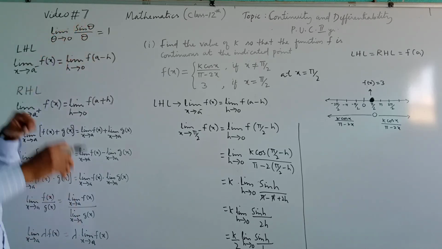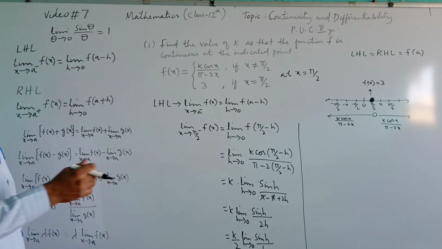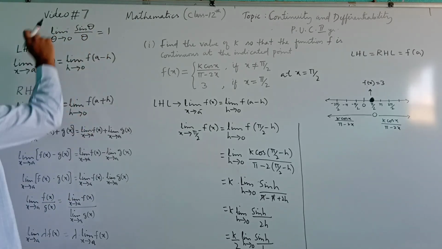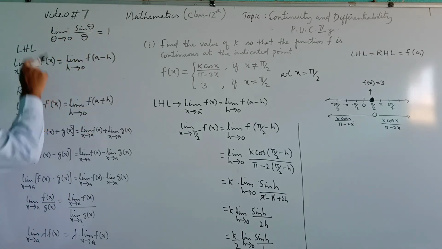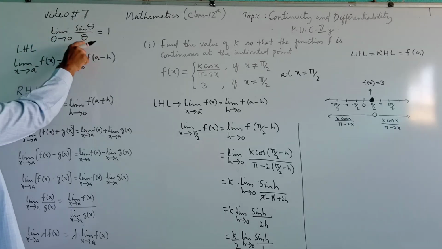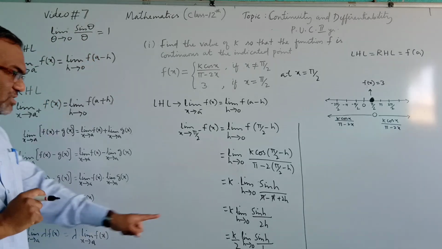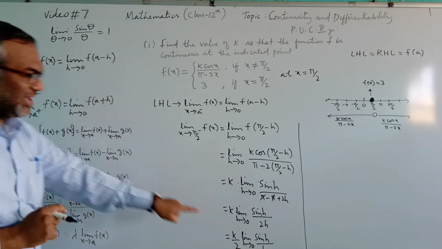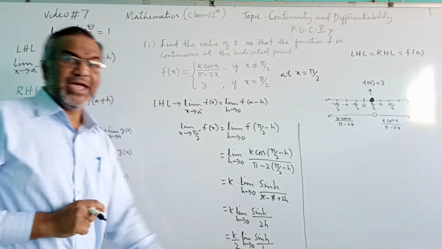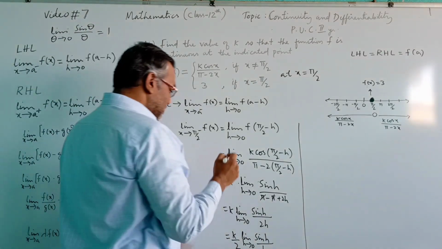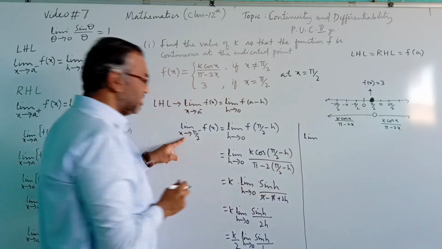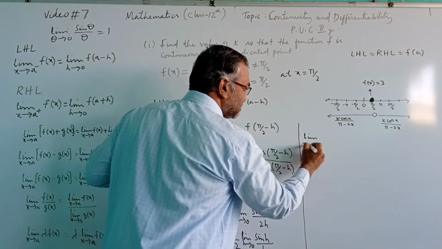first year. If you have not studied or if you have not taken this lesson, then at least you can remember, memorize this result. This is an important result. Limit theta tends to 0, sin theta divided by theta is always equal to 1. This is also the same. Limit h tends to 0, in place of theta we have h here, sin h divided by h, that will be equal to 1.